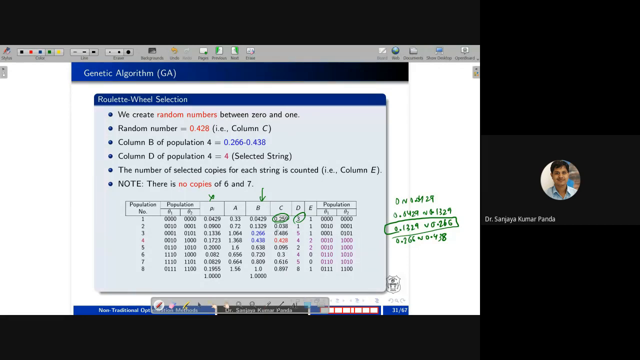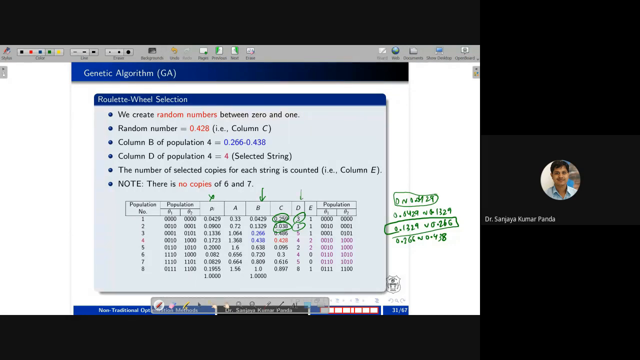Similarly, if I ask you about 0.038, it is in the range of this one, right? So we have written the value as 1. Yes, if you have any doubt, you can ask. Is there any doubt? Okay, there is no question like that. You have to find the values for column D.